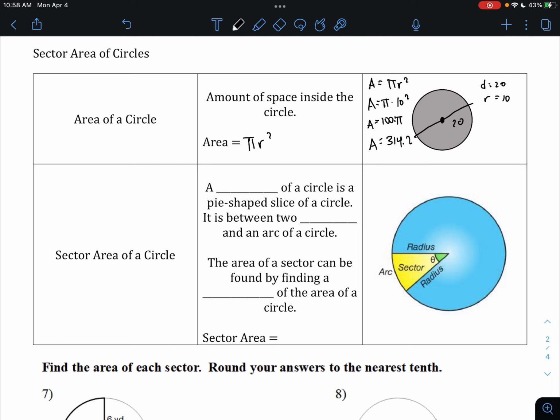So this is the area of a circle. It follows this equation. We've used this before. We hopefully should have used this before at least. And it just follows that equation. You just have to have your radius, plug it in, and you'll get your answer.